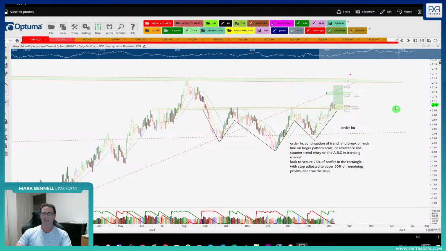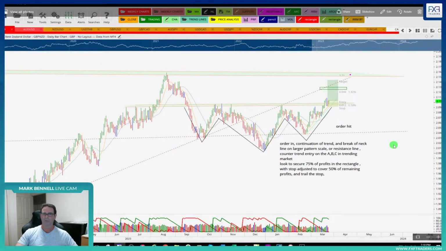Okay, so there's the daily chart. So we can clearly see here the head and shoulders. So let's read out. So we've got the orders in. We've got a continuation of the trend. Let me just drill down.